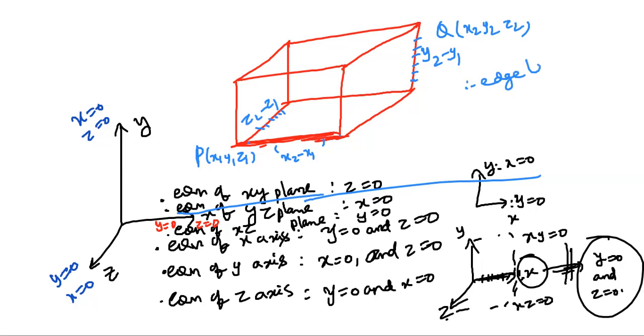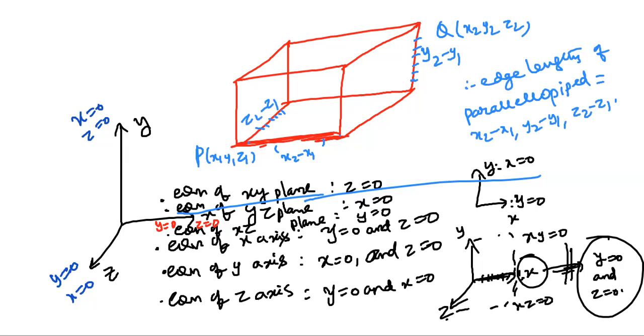Therefore, the edge lengths of the parallelepiped are x2 minus x1, y2 minus y1, z2 minus z1. And regarding the position of the vertices, we are saying this is P(x1, y1, z1), and this is on the same z. So they should have the same z coordinate. This point should have the same z coordinate. Same z? No.